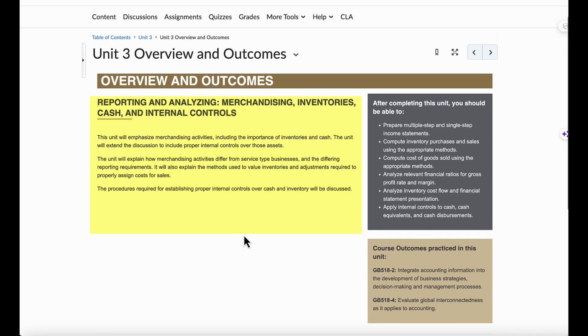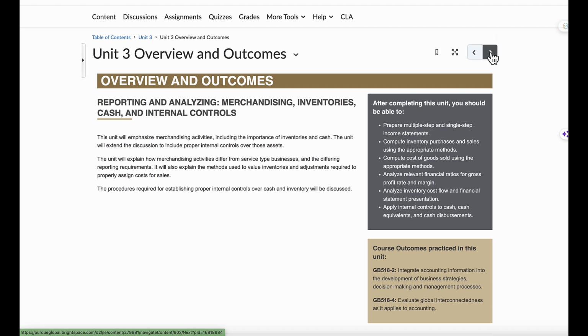So this unit will emphasize merchandising activities, including the importance of inventories and cash, the most liquid asset. The unit will extend the discussion to include internal controls over inventory and cash. This unit will explain how merchandising activities differ from service-type businesses and the differing reporting requirements. It will also explain the methods used to value inventories and adjustments required to properly assign costs for sales. The procedures required for establishing proper internal controls over cash and inventory will be discussed as well.